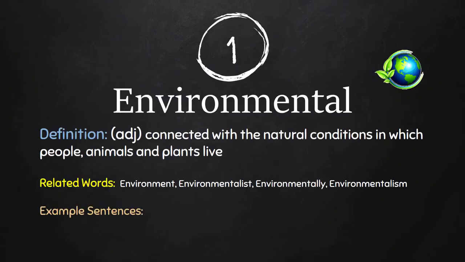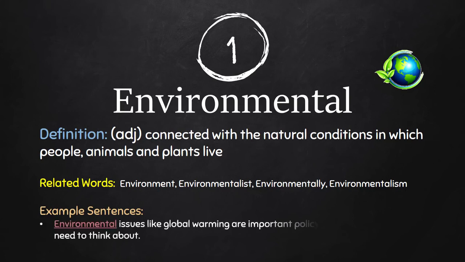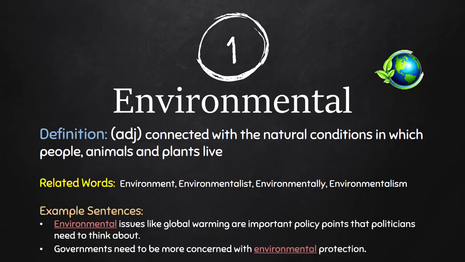First, environmental. The definition of environmental is connected with the natural conditions in which people, animals, and plants live. Some related words are environment, environmentalist, environmentally, and environmentalism. Let's take a look at some example sentences. First, environmental issues like global warming are important policy points that politicians need to think about. And governments need to be more concerned with environmental protection.